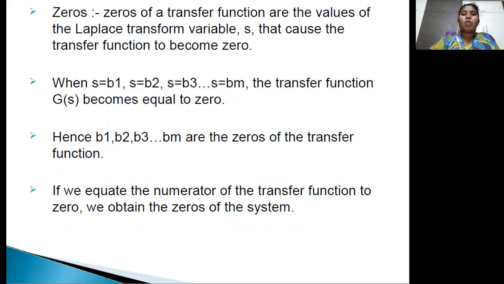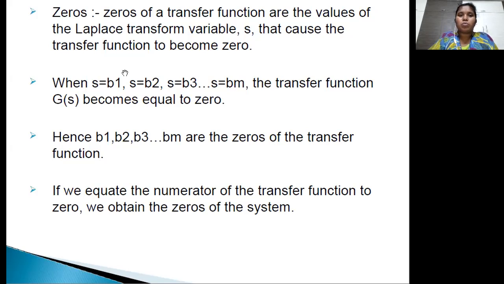So how can I obtain the zeros? By equating the numerator of the transfer function to 0, we can obtain the zeros of the equation. And how can we define the zeros? The zeros of a transfer function are the values of the Laplace transform variable, that means s, which cause the transfer function to become 0, or which lead the transfer function value to tend to 0. Those are nothing but zeros.